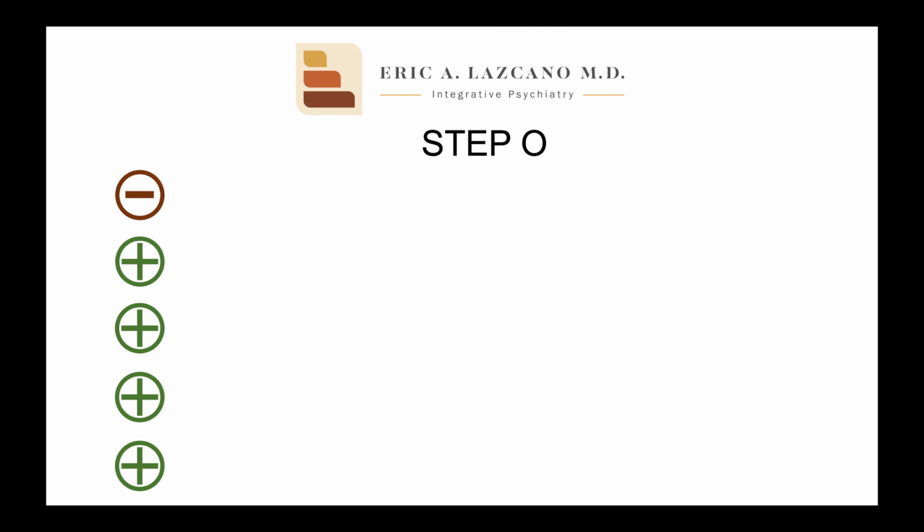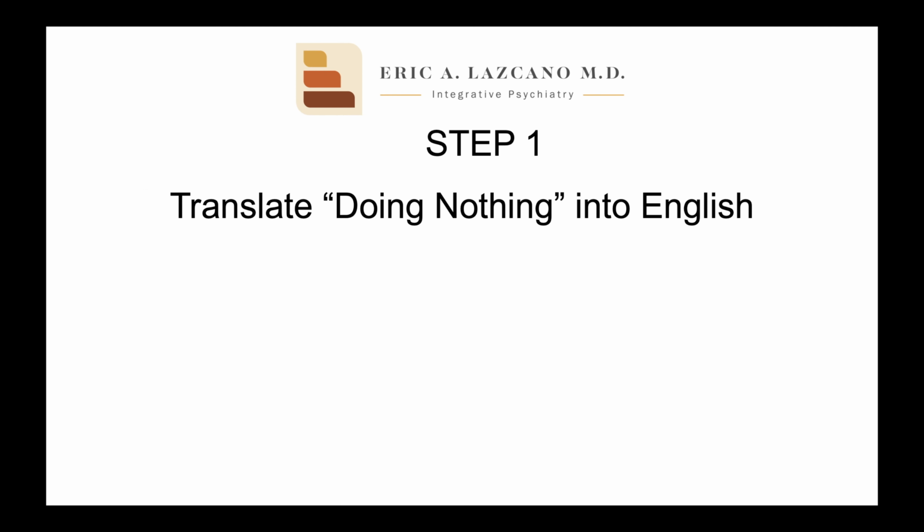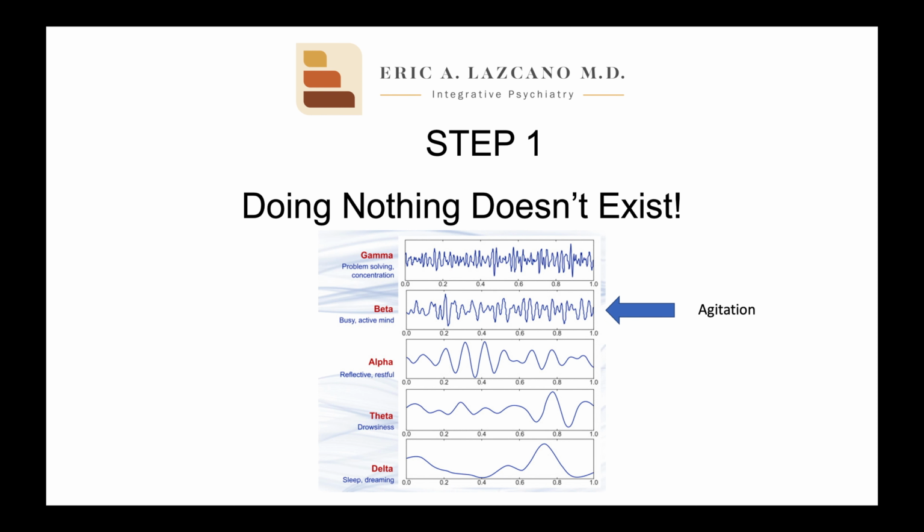Okay, step 0 was to generate a column on the left-hand side of the piece of paper. I did that there for you, color-coded with the negative and the positives. Step 1, translate doing nothing into English. Again, guys, we said doing nothing doesn't exist. There is always some baseline activity present.